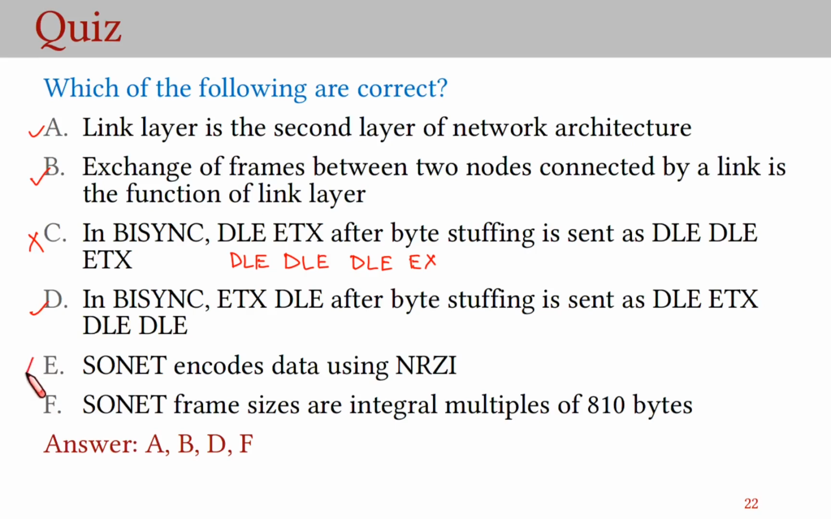E is wrong. In Sonnet, the encoded data is sent using NRZ, not NRZI. And F is correct. Sonnet frame sizes are integral multiples of 810 bytes.